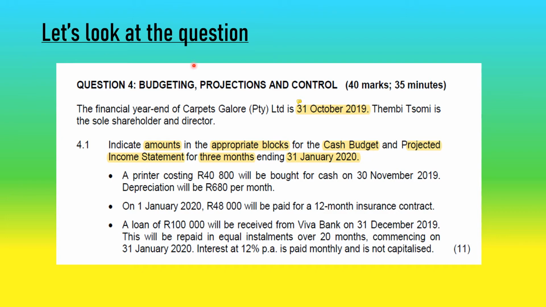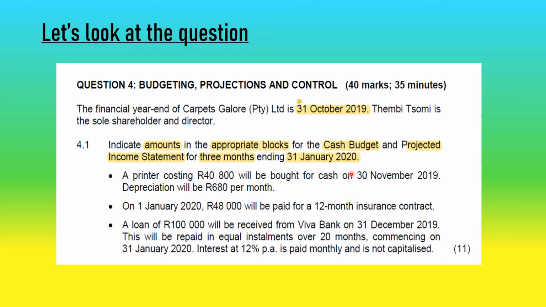Okay, so here you can see the question says indicate amounts in the appropriate blocks for the cash budget and the projected income statement for 3 months ending 31st Jan. So you would see that they're asking you to do two things. So always make sure you understand. You can see here they said a cash budget and a projected income statement for 3 months. Take 30 seconds of your time and make sure you know the difference between the two.